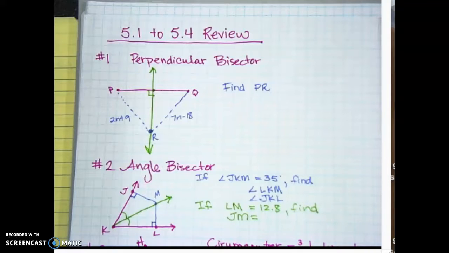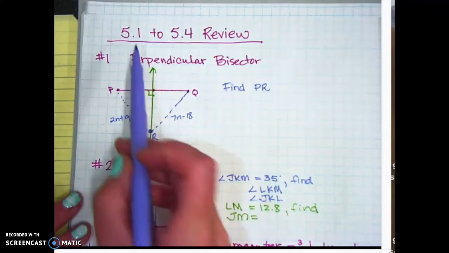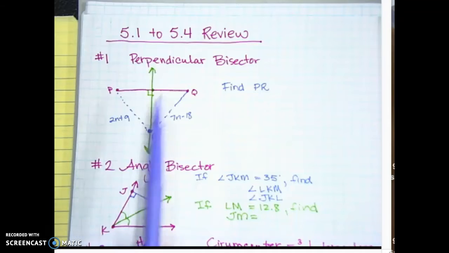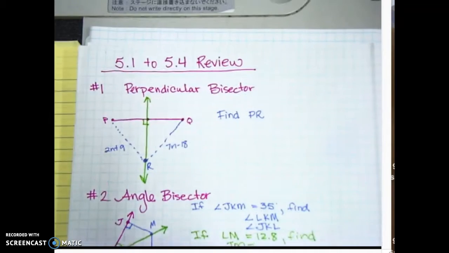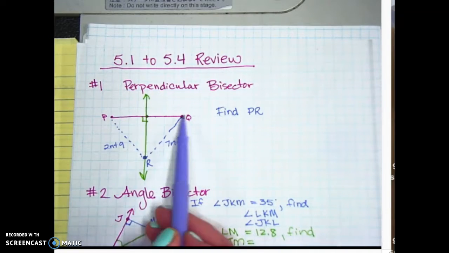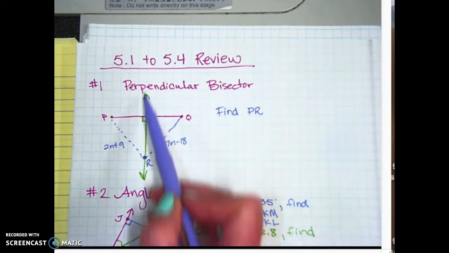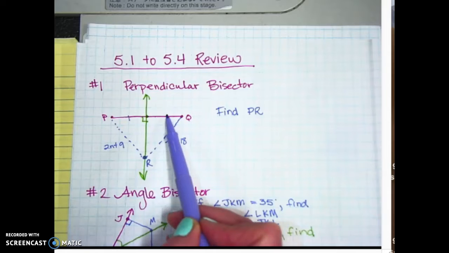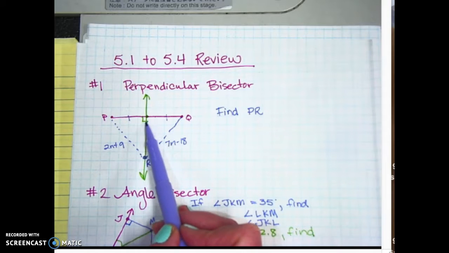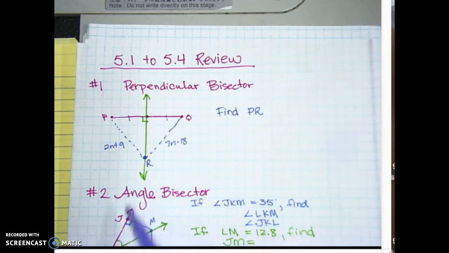So this is the review for geometry for section 5.1 to 5.4. First of all, let's talk about the perpendicular bisector. If you have a segment such as PQ and you draw in the perpendicular bisector, it cuts it in half. So you can make those tick marks, and it's perpendicular, so we put that little box.